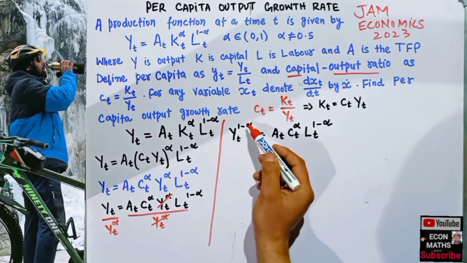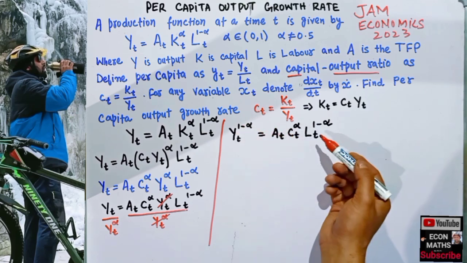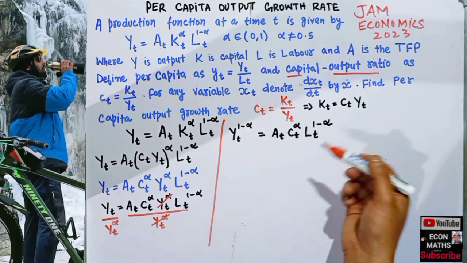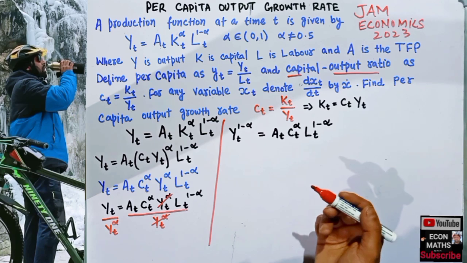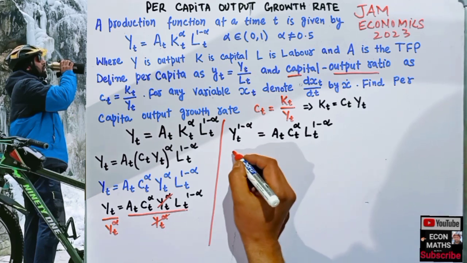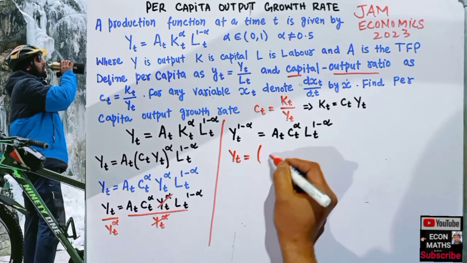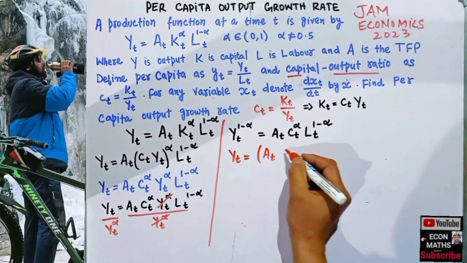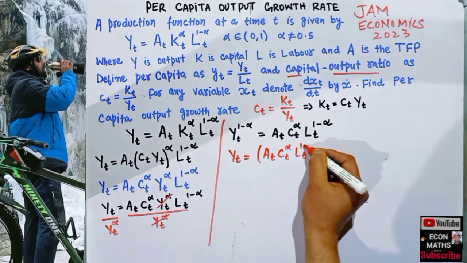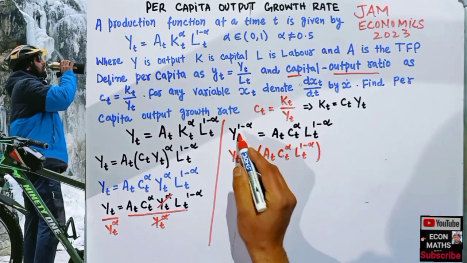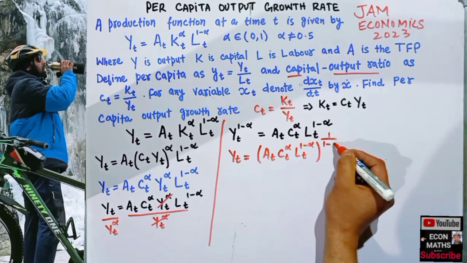Okay. Now let's transpose this exponent to the RHS. This exponent will remain an exponent, but in reciprocal order. Sorry for my broken English. So I can write it in this fashion, that is Y_t = A_t c_t raised power alpha L_t raised power 1 minus alpha, all raised to the power 1 over 1 minus alpha. When I transpose the exponent, it will become an exponent, but in reciprocal order.